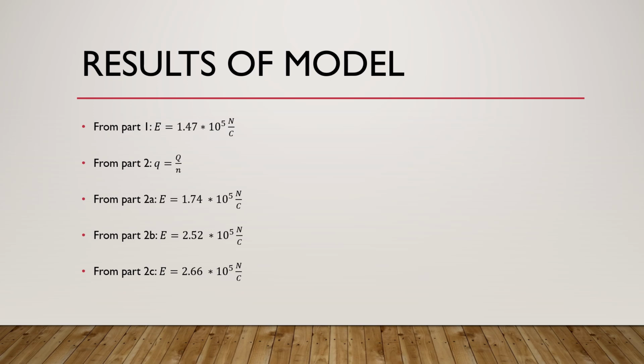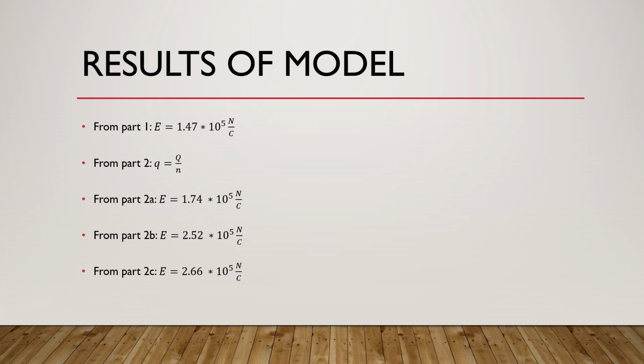The results from this, from part 1, it wanted us to, by hand, find the strength of the electric field using 1 point charge at a set distance away from the point from where we were measuring from, which gave us an answer of 1.47 times 10 to the 5th newtons per coulomb.